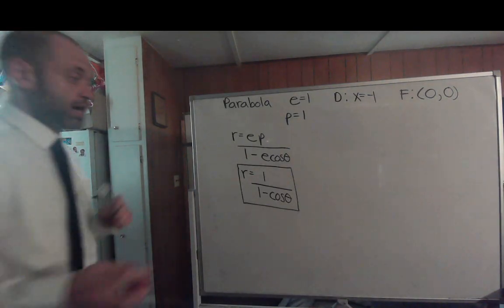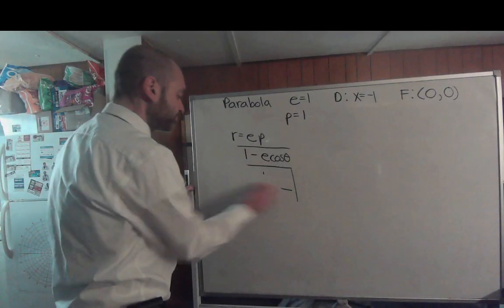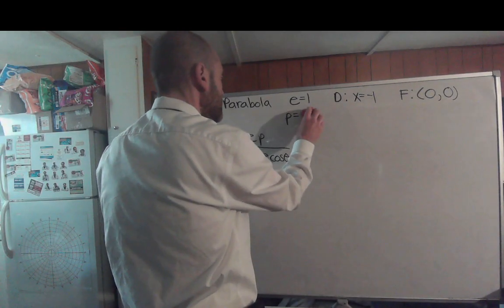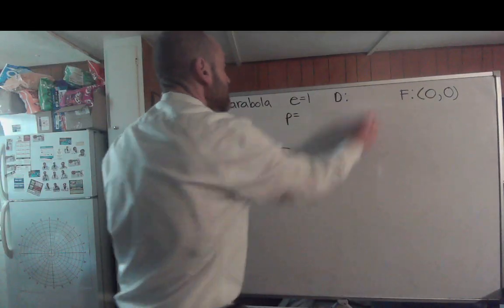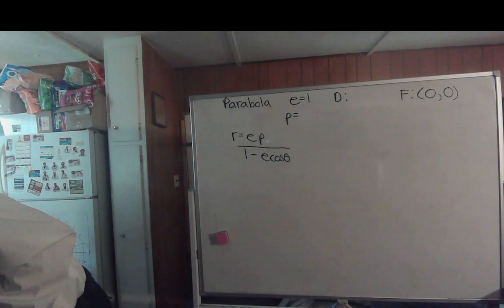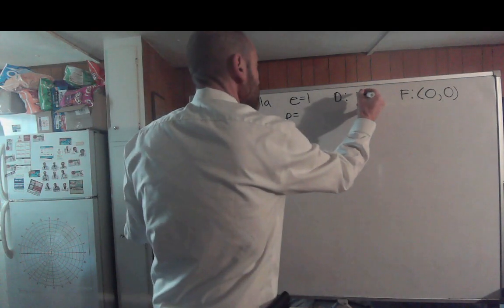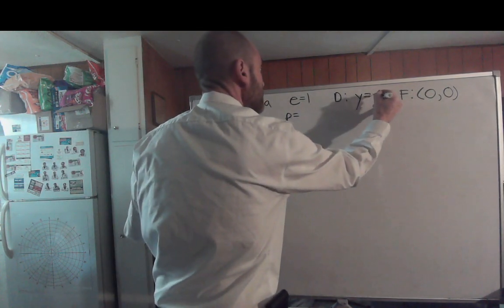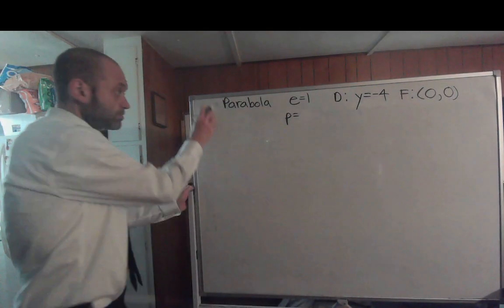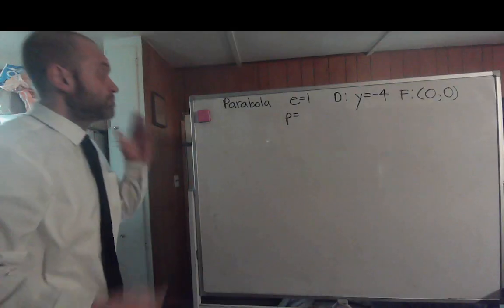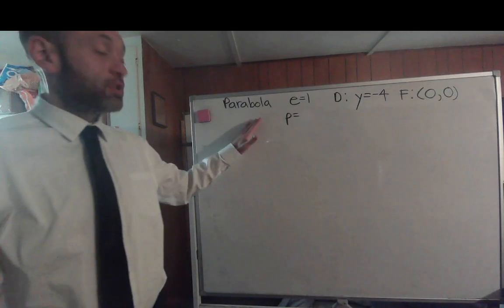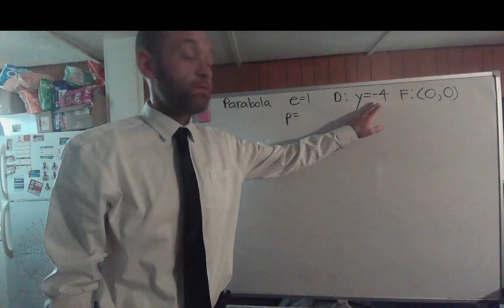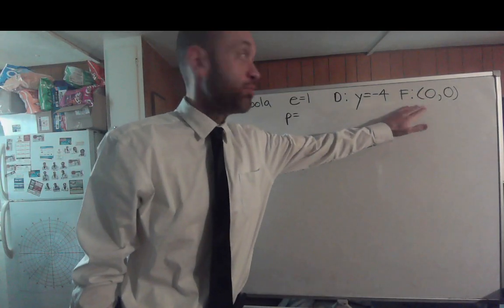Now let's do another parabola. Okay, so we've been given a parabola where the eccentricity is always 1. The directrix is at y equals -4. The focus is still at 0, 0, the pole.